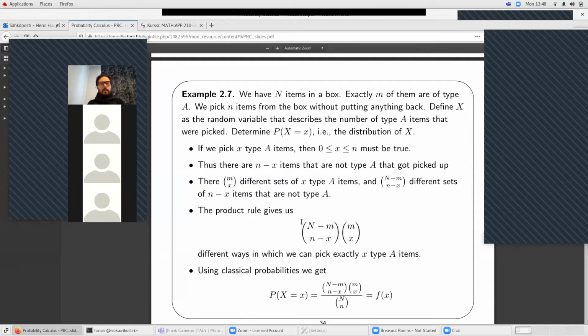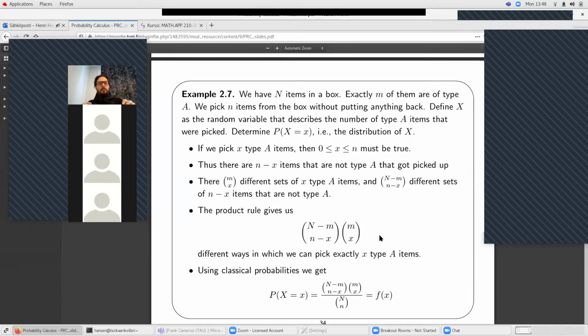So the product rule gives us how many ways we can pick X oranges and N minus X apples: the product of N minus M choose N minus X times M choose X. This comes from the product rule. There are this many ways in which we can pick X oranges and the rest are apples.